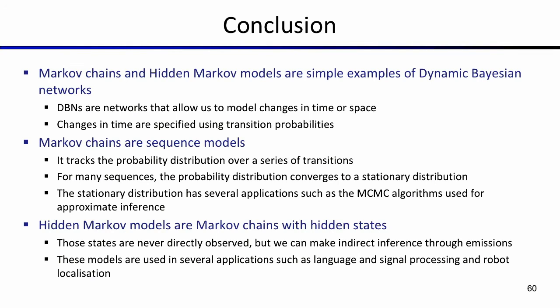And hidden Markov models add one more layer of nodes. These are the hidden nodes that allow us to model hidden states in Markov chains. Those hidden states cannot be directly observed, but we can make inferences about them using the emission probabilities. These models are used in different applications, including language and signal processing, as well as the example that we saw in this lecture about robot localization.